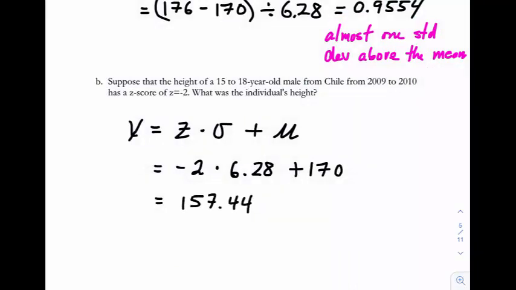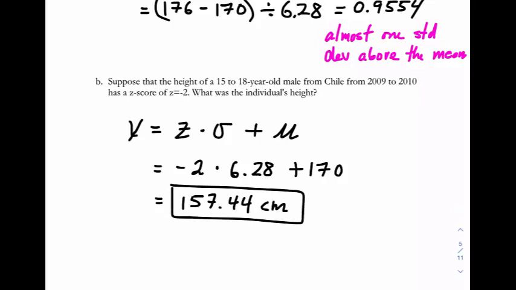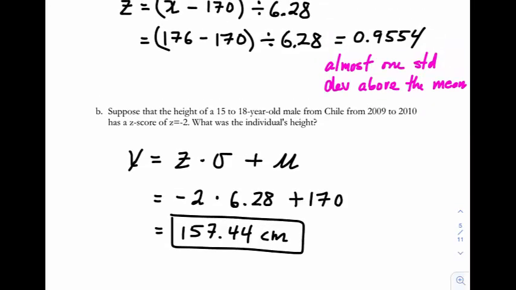157.44 centimeters. So that will do it. There we got part A and part B. Part A is the z-score, a little under 1 standard deviation. And part B is finding the data value given the z-score.